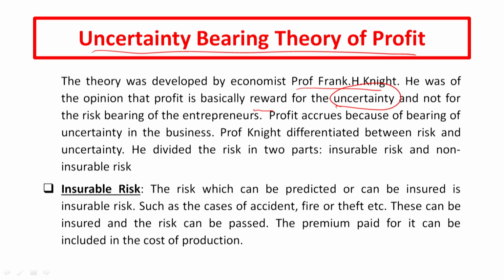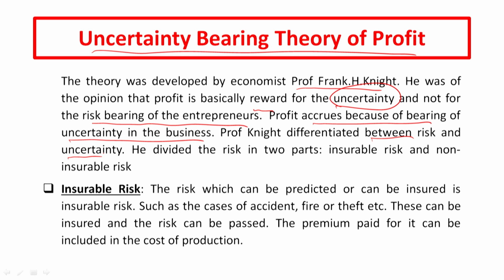Now, in the previous theory, the profit was linked with risk. Now, Professor Knight is focusing that profit is reward for what? For the uncertainty the market or the entrepreneur bears, and not for the risk-bearing capacity of the entrepreneurs, which means in this theory he is focusing on the uncertainty concept. Profit accrues or generates because of bearing of uncertainty in the business. As you are already aware that market is completely uncertain, as it is affected by numerous factors. So uncertainty always exists in the market. So Professor Knight differentiated between risk and uncertainty.